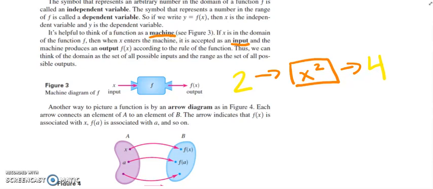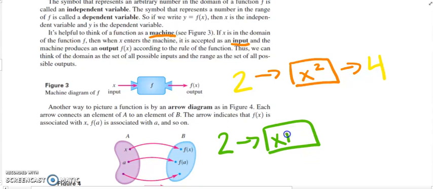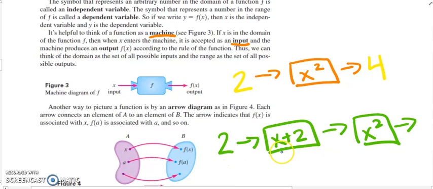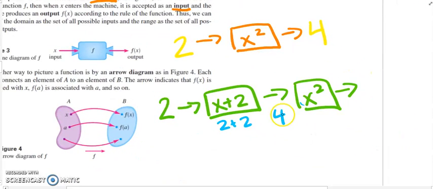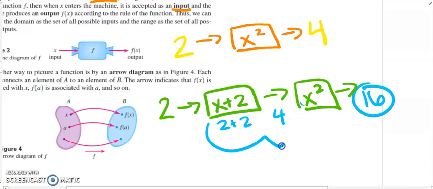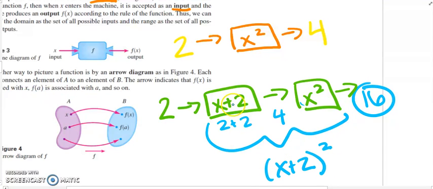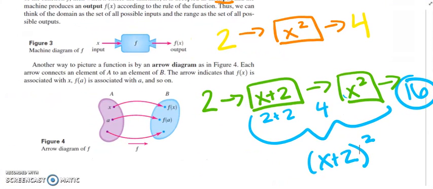I input 2 into this machine where I add 2. I can do a double machine, and then I'm going to square. Well, if I input 2 in here, I get 2 plus 2, which is 4. So now I'm inputting 4. This just says x, but it's really saying (x + 2) squared. I input this 4 squared, and I get 16. So really, it has 2 machines, but it's describing this function. First, we add 2, then we square. That's one. You will have to know how to do a machine diagram.